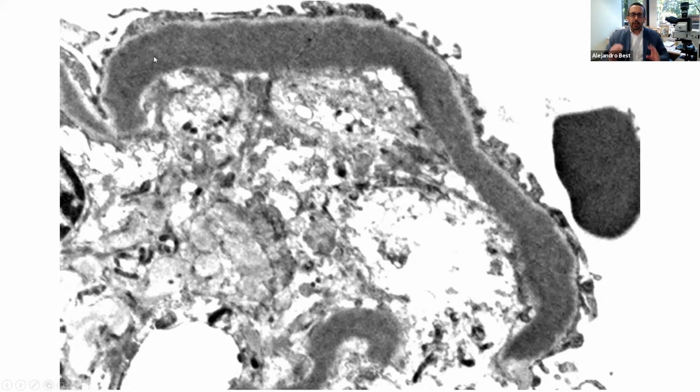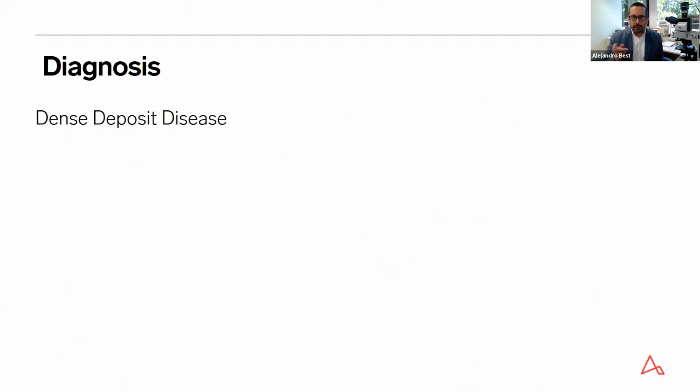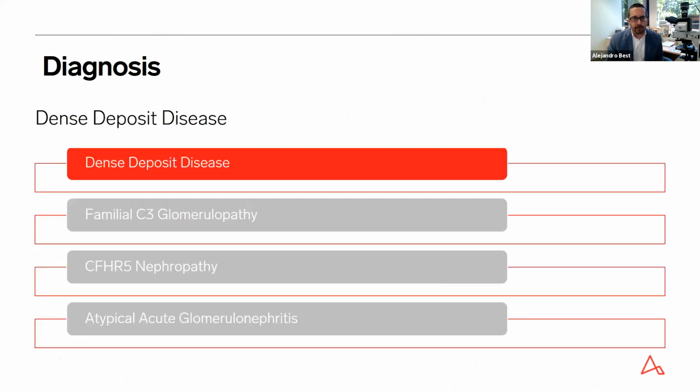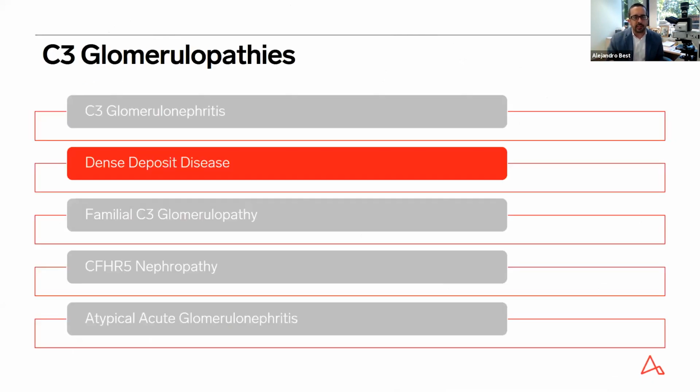So you could argue that up until the electron microscopy, the case looked identical to a C3G case. But in this case, it's a dense deposit disease. And I mentioned earlier, because the pathophysiology is so similar, there's a lot of overlap among them. They're both C3 glomerulopathies.